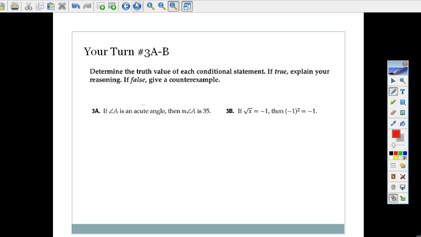Okay, so here's your turn 3A through 3B. Same thing, determine the truth value. If true, give a reason. If false, give a counterexample. So go ahead, do number 3A and 3B, and come back when you're done.